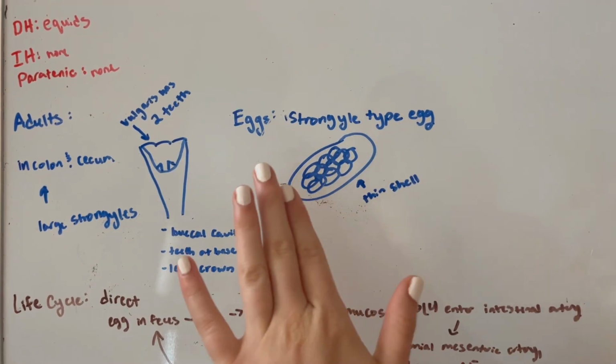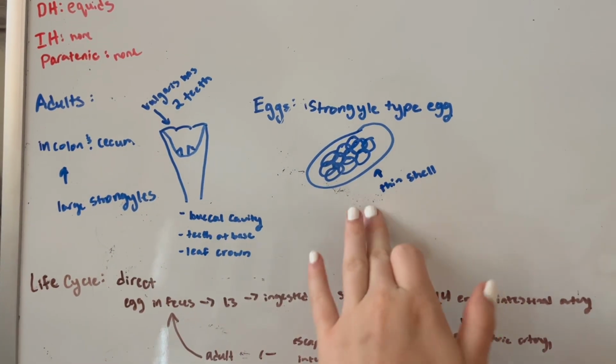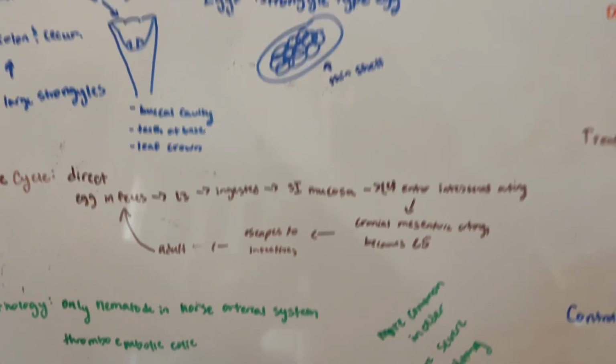All the eggs are going to look like strongyle type eggs. Between both the large and the small, it's going to look like this. Just have a morula.